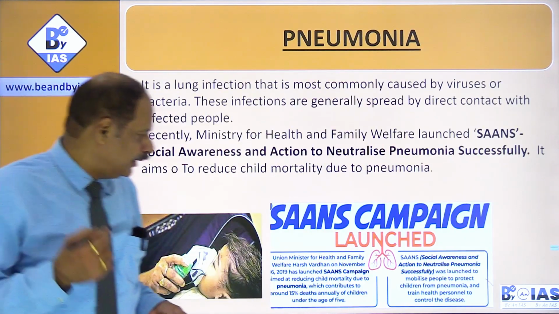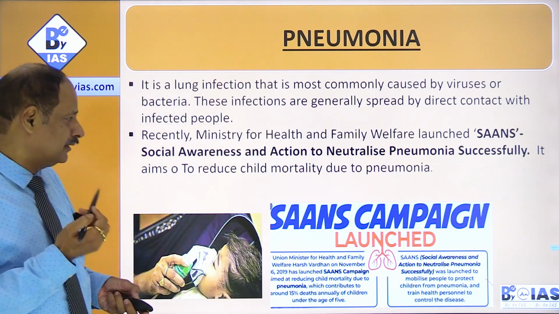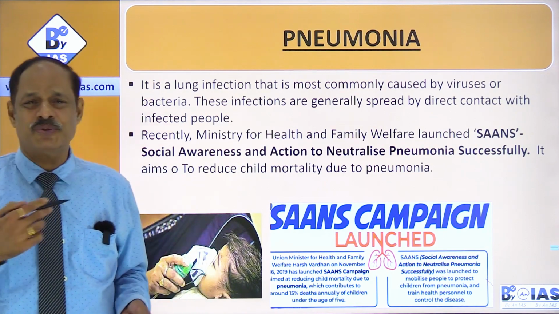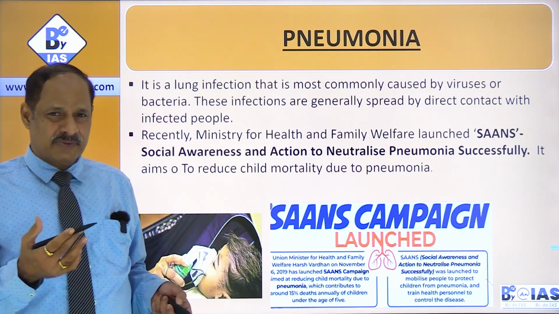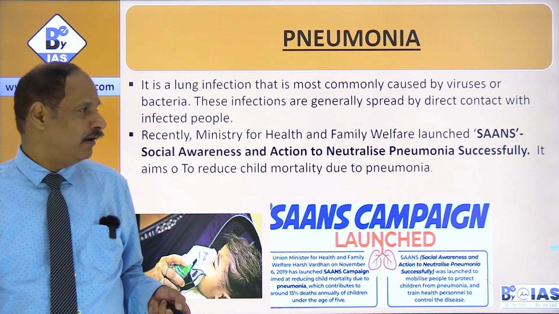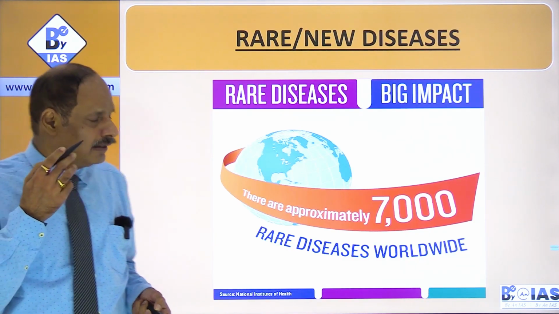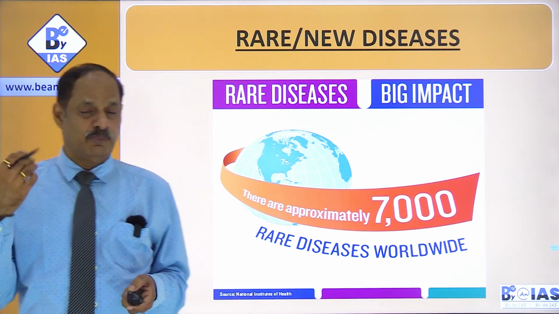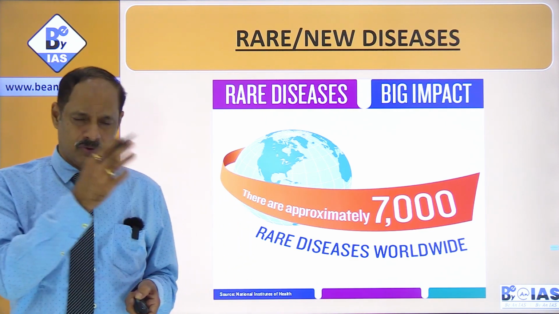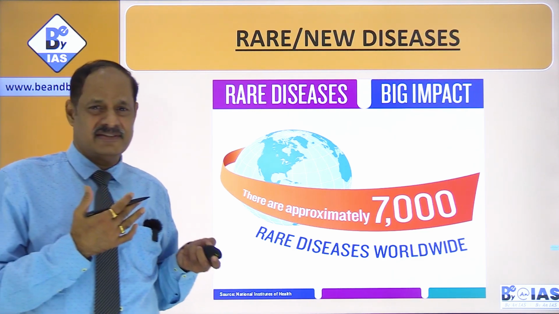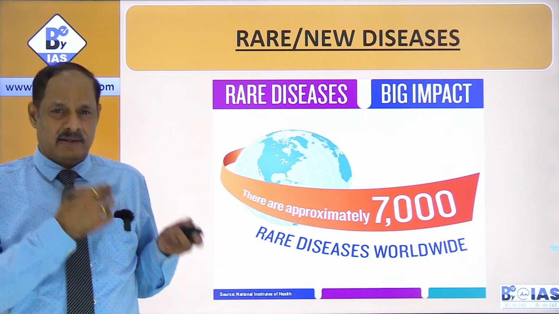And then pneumonia, recently the government has launched this chance campaign. So you remember what the provisions are in this, since this is a new initiative by the government. And then rare and new diseases. This has been in the news not only in India but also on the global front. What are these rare diseases and which rare diseases are there in our country?